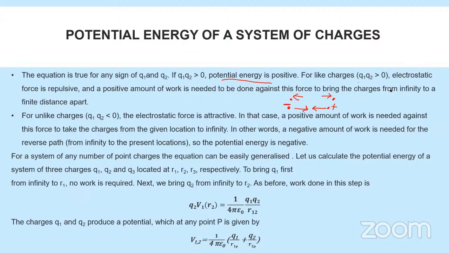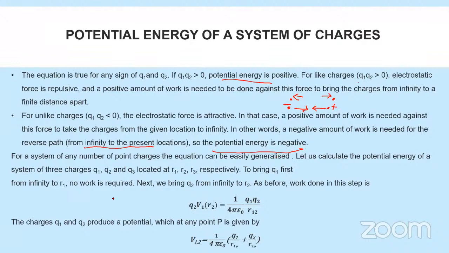But when we are trying to get the charge from infinity to this point, the work is going to be negative. A negative amount of work is needed for the reverse path, from infinity to the present location. So the potential energy then becomes negative, and you can see that if the product of Q1 Q2 is negative, your potential energy is going to be negative.